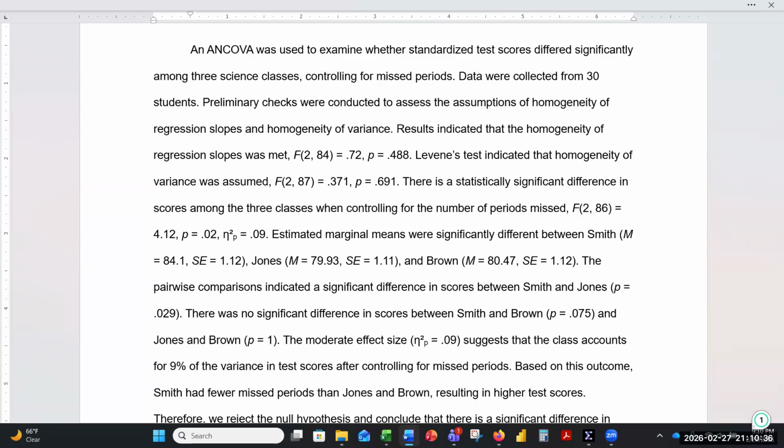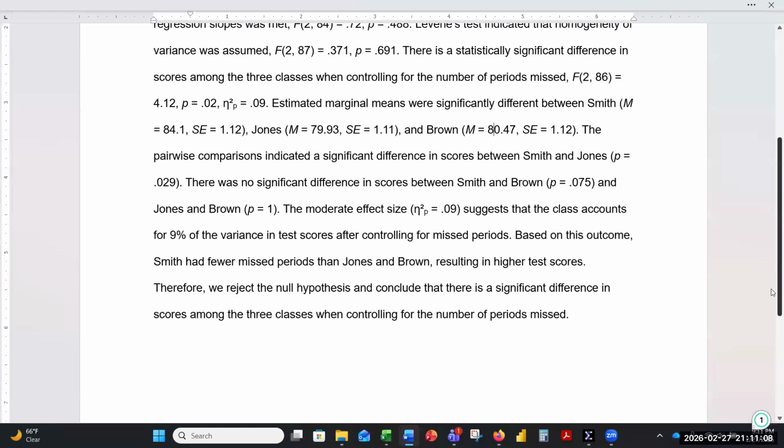Estimated marginal means were significantly different between Smith with a mean of 84.1 and a standard error equals 1.12, Jones with a mean of 79.93 and a standard error of 1.11, and Brown with a mean of 80.47 and a standard error equals 1.12. The pairwise comparisons indicated a significant difference in scores between Smith and Jones, where P equals 0.029. There was no significant difference in scores between Smith and Brown, where P equals 0.075, and Jones and Brown, where P equals 1.